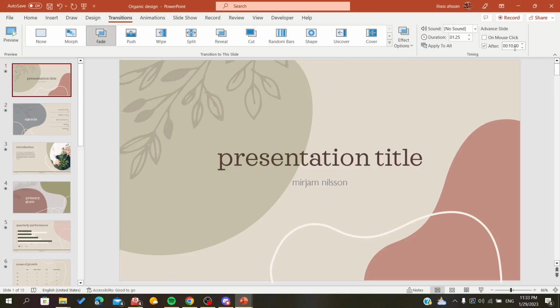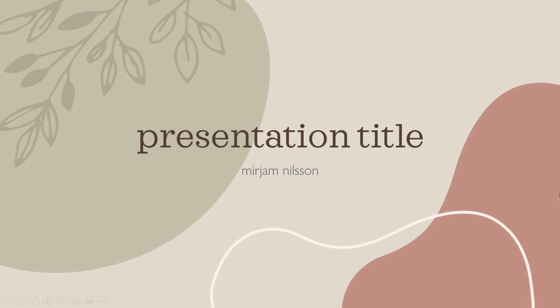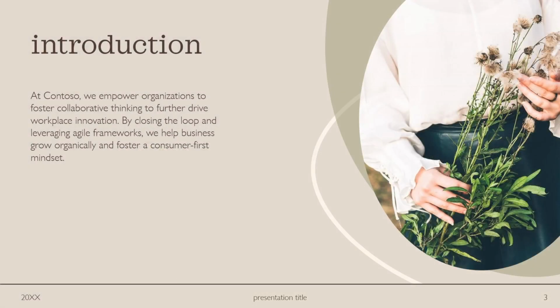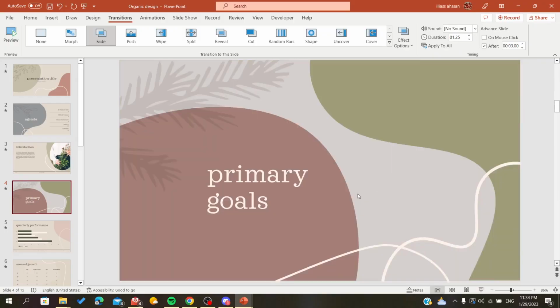transitioning automatically. Let's just reduce the timing and apply to all so we can see it quickly. And as you can see, each 3 seconds it will start transitioning. So basically this is how you do it.